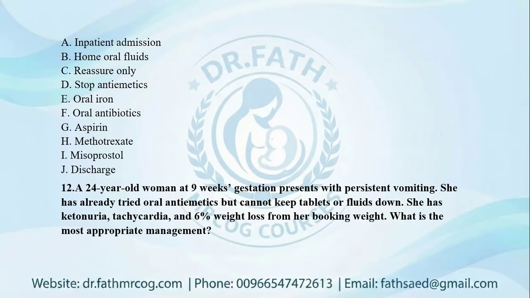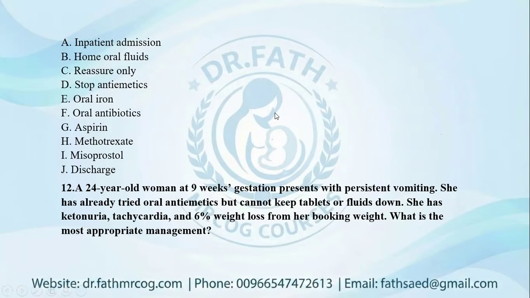A 24-year-old woman at 9 weeks gestation presents with persistent vomiting. She has already tried oral antiemetics but cannot keep tablets or fluid down. She has ketonuria, tachycardia, and 6% weight loss from her booking weight. What is the most appropriate management? Okay, this is important, doctor. She needs admission. Yeah, she needs to be admitted.